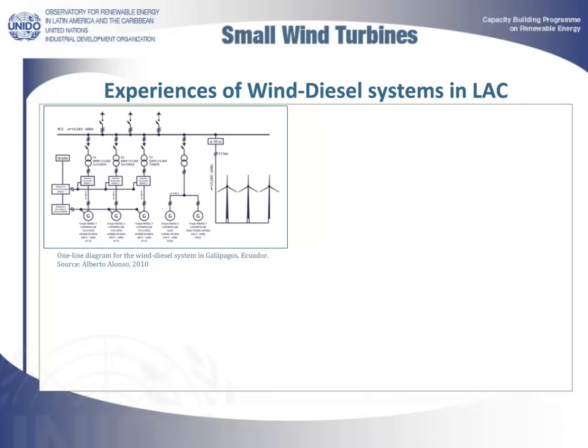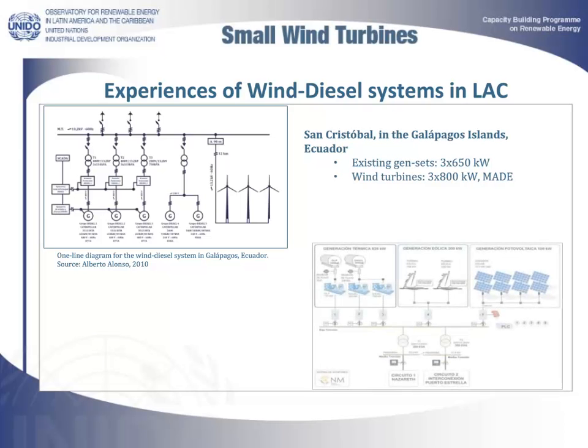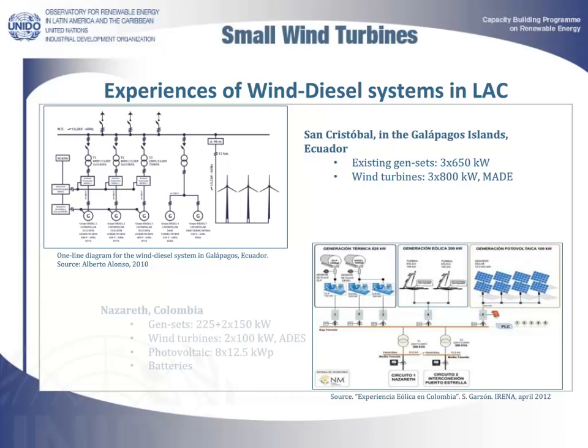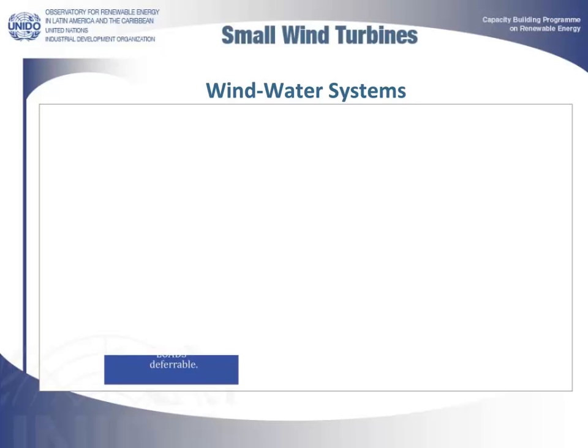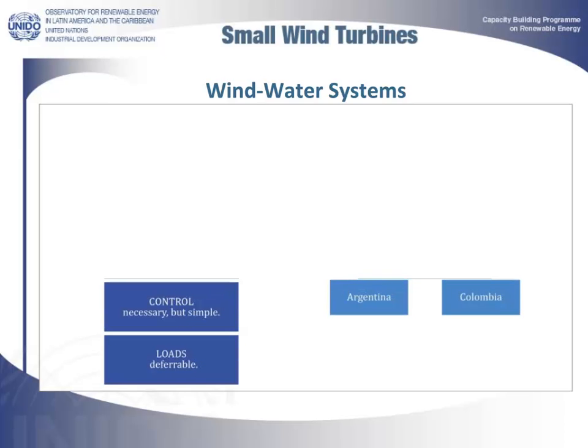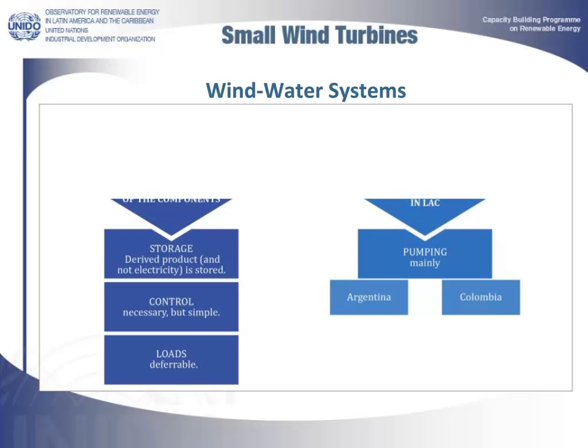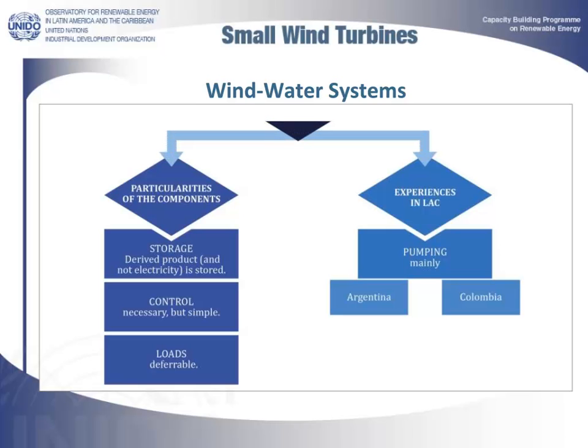Here we have two examples for the Latin American and Caribbean region: the wind diesel system of San Cristobal, Galapagos Islands, Ecuador, and the Nazareth project in Colombia. Within the peculiarities of these systems, we see the following. The storage is a product derived from electricity generation, and no electrical energy is stored. Control is essential but simple. The generator may exist but is not essential. Regarding consumption, this is deferrable with no dedicated loads.